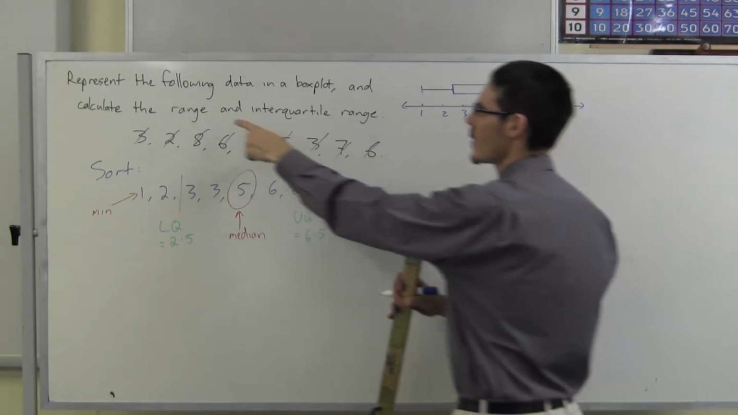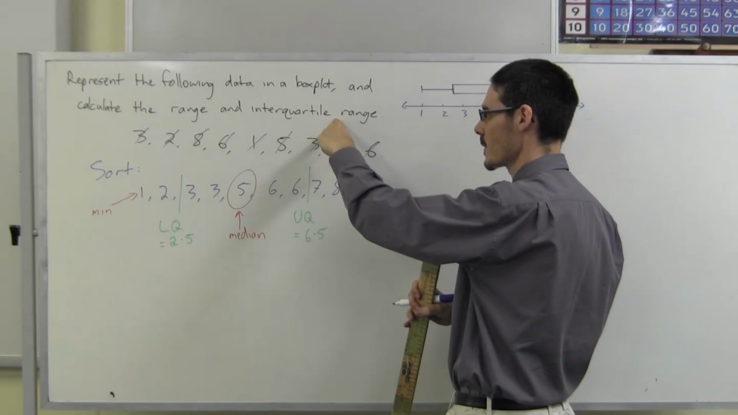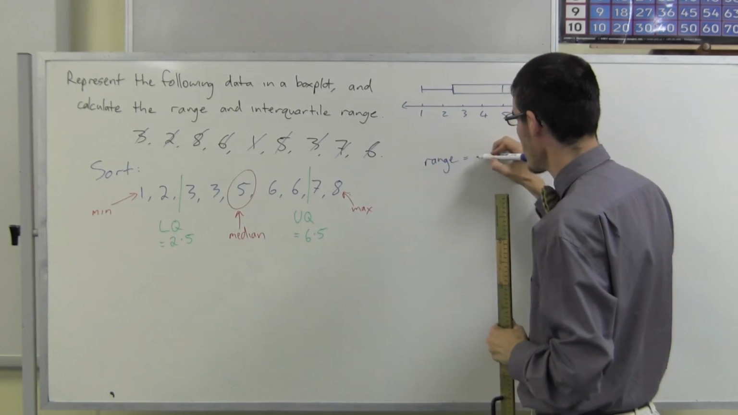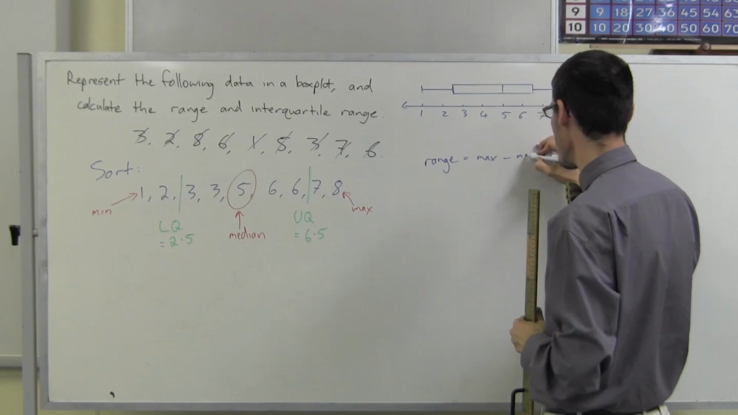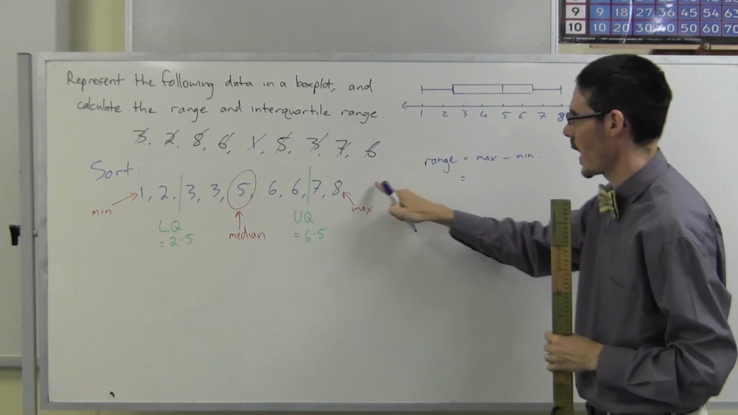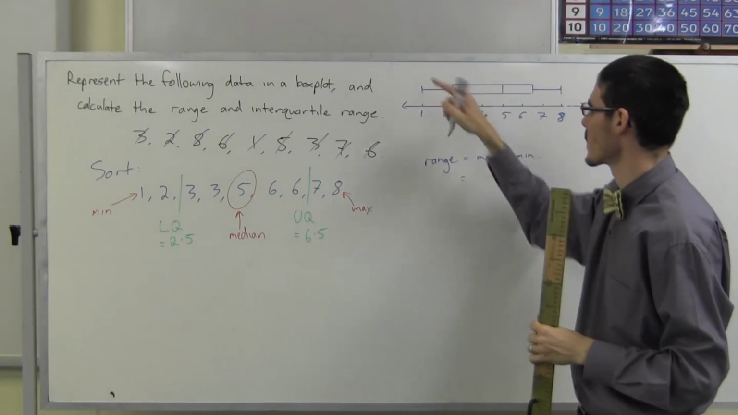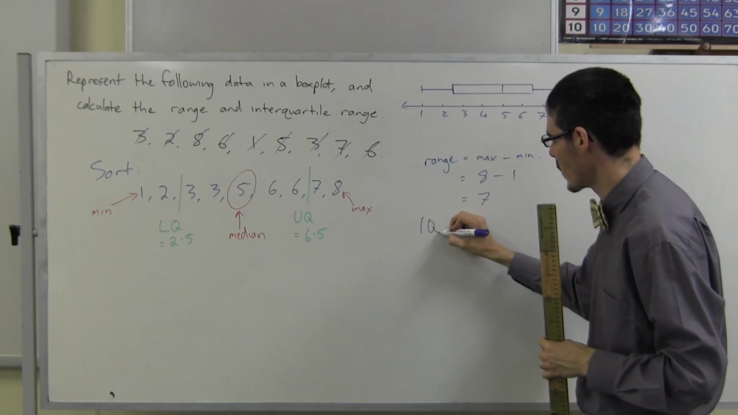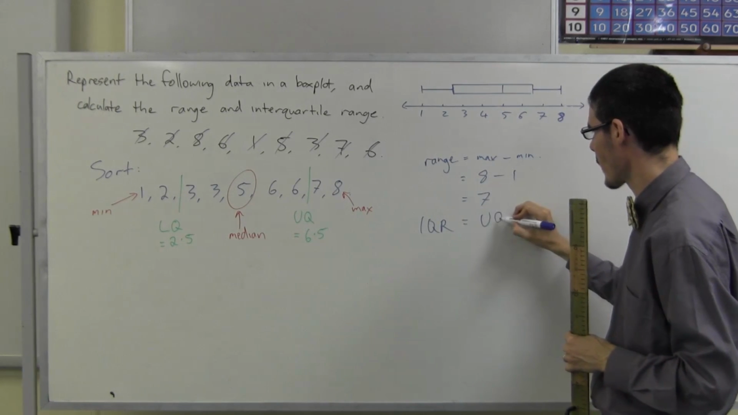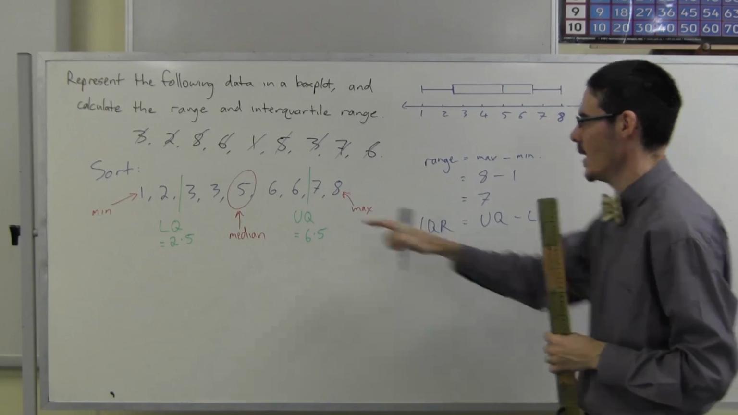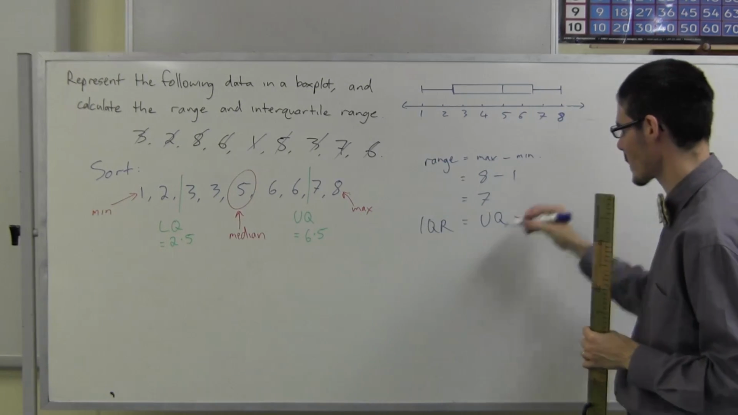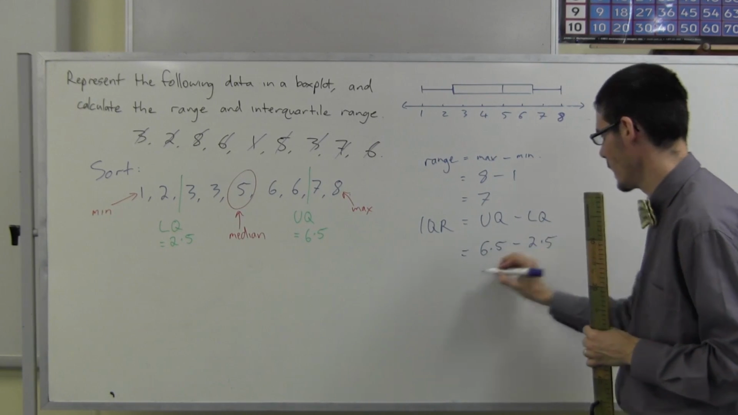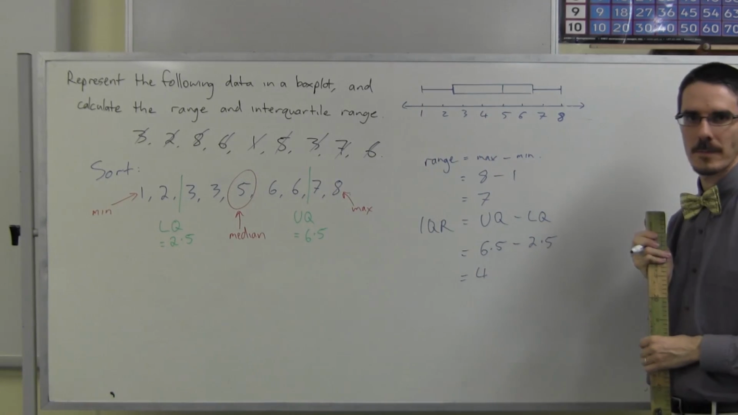No, because I have to find the range and the interquartile range. Well, the range is easy. It's just the maximum minus the minimum, which is 8 minus 1. You can read it straight off the box and whisker plot. 8 minus 1, which is 7. And the interquartile range is just the upper quartile minus the lower quartile. Again, you can go back here or you can read them straight off the box plot. 6.5 minus 2.5, which is 4. Easy.